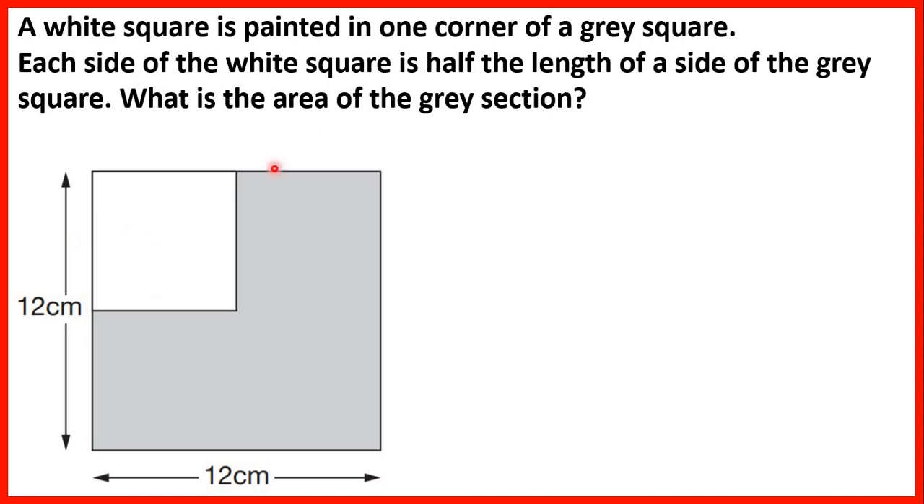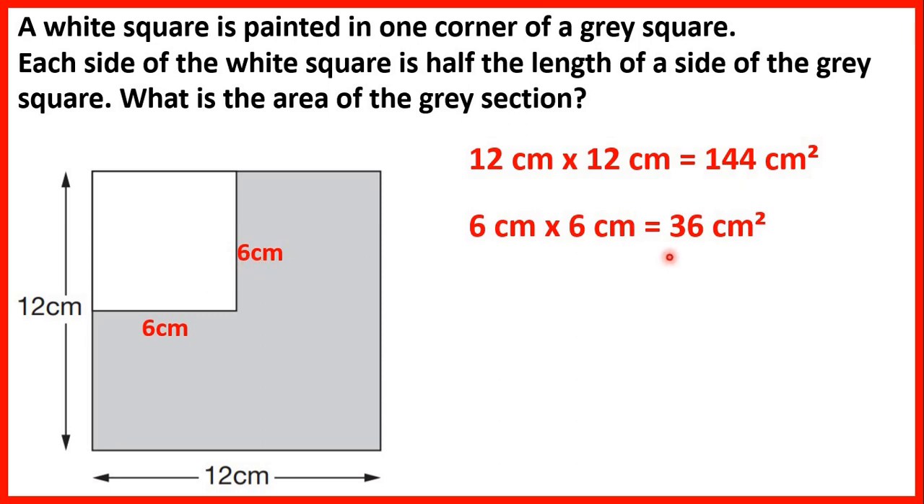And because we know the side length of the white square is half the length of a grey square, half of 12 is 6, so the lengths at the side will be 6 centimetres. So then we can work out the area of the white square by working out 6 times 6, and we can subtract that area from the area of the big square. So to find the area of the big square, we can multiply 12 by itself to get 144.